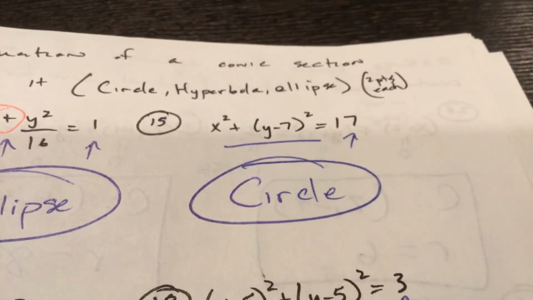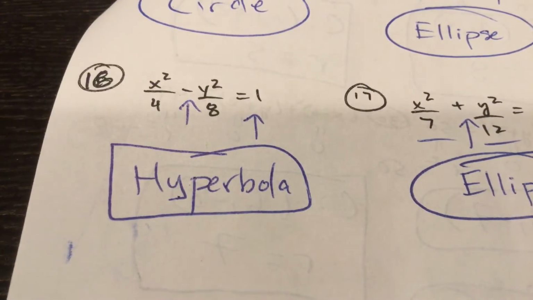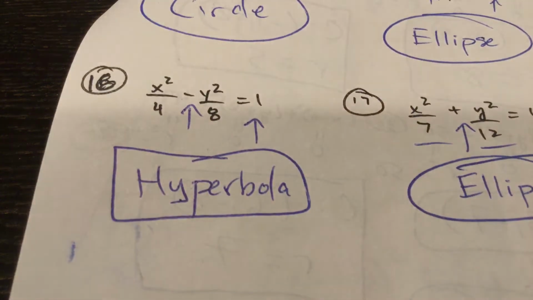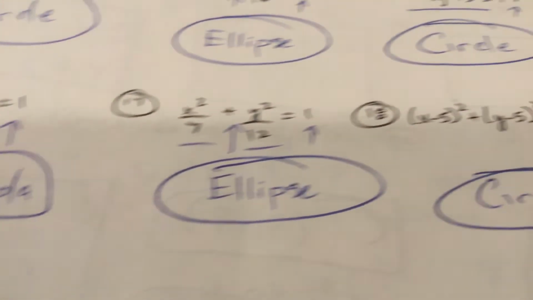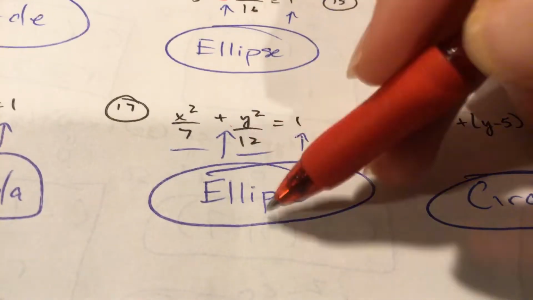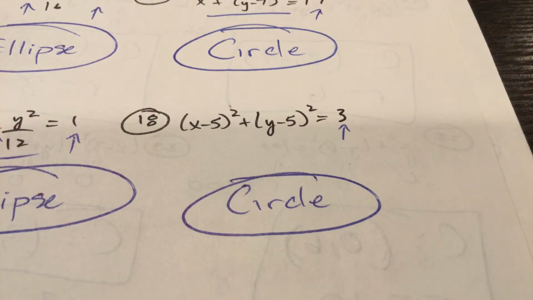I'm going to be quick with these, so pause it whenever you need to. This is a circle because you're not dividing x squared or y squared by anything, and it equals not 1. 17 is the circle. You are dividing x squared and y squared by something. It does equal 1. There's that negative in between. It's got to be a hyperbola. You are dividing x squared and y squared by something. It does equal 1, but there's a plus in between. Now, that's an ellipse. It's not set equal to 1. X squared and y squared, they're both positive. That's definitely a circle. They're both squared.